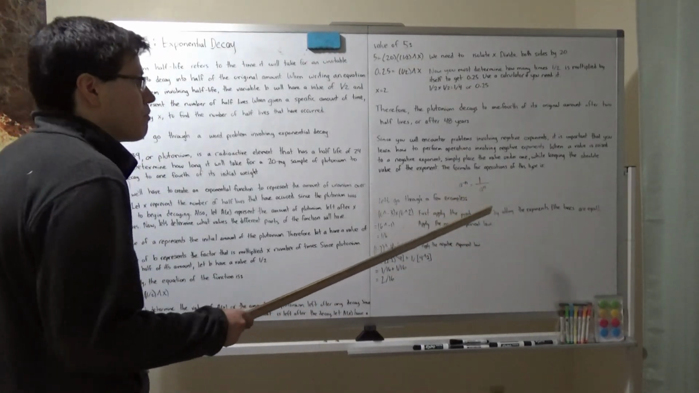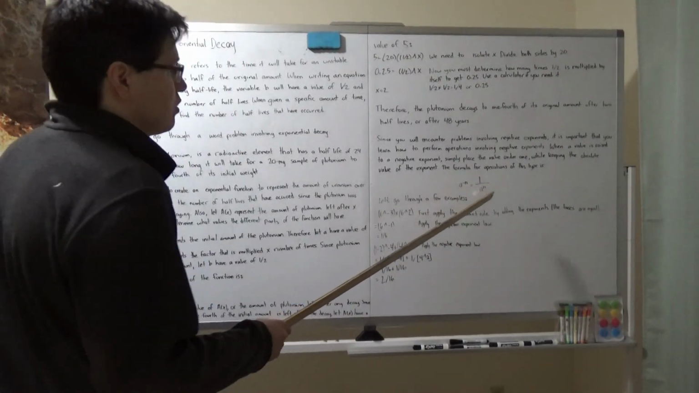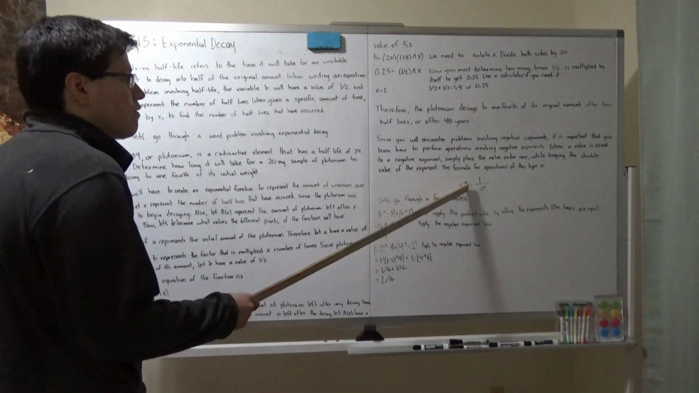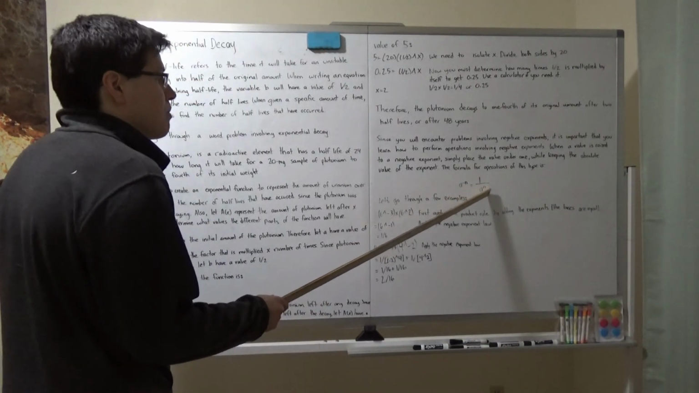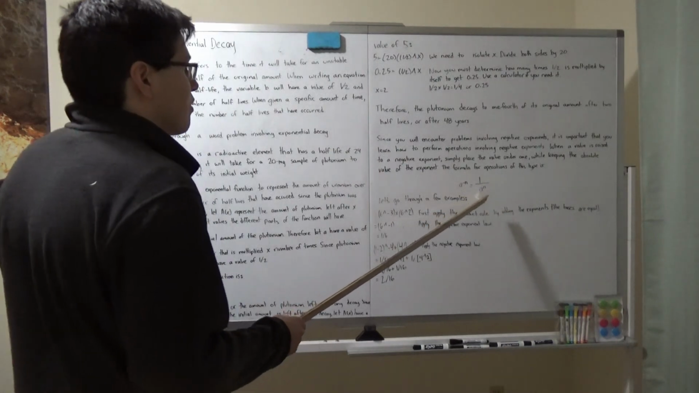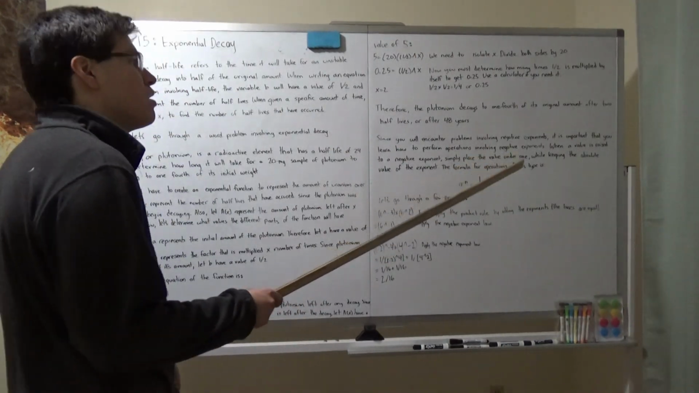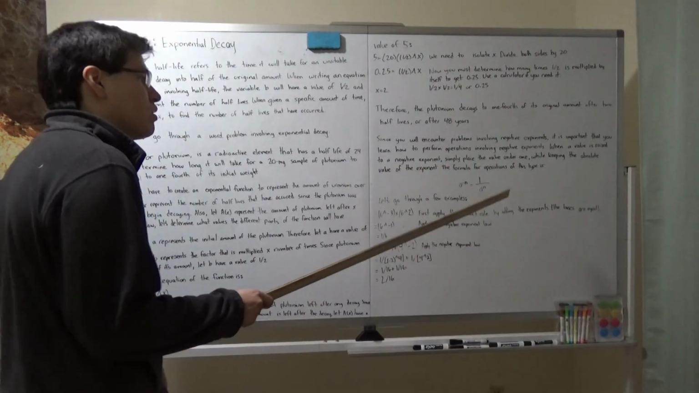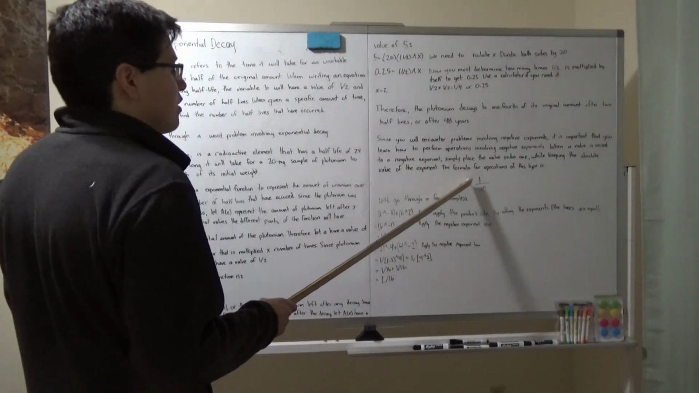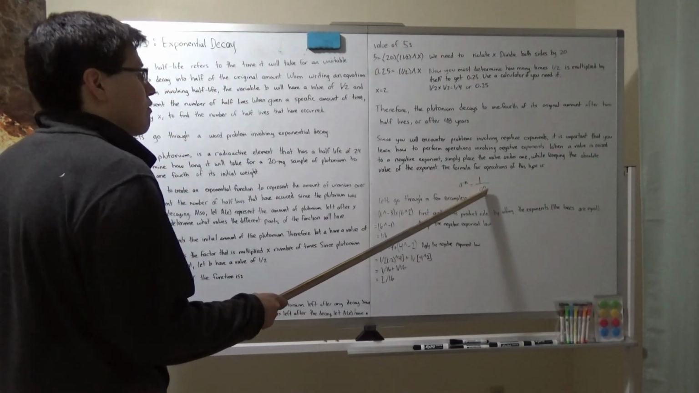The formula for operations of this type is a raised to the power of negative n equals 1 over a raised to the power of n. So remember, when a value is raised to a negative exponent, place the value under 1 while keeping the absolute value of the exponent.